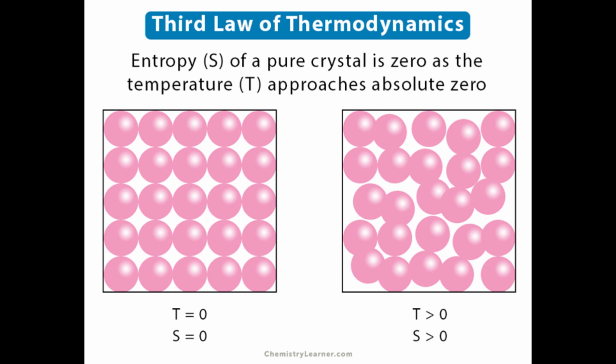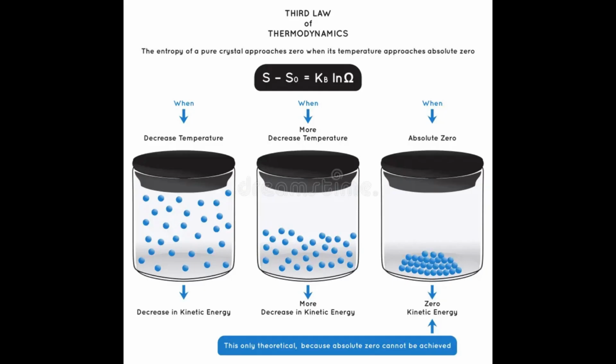Third law, absolute zero is unreachable. The third law states, as the temperature of a system approaches absolute 0 Kelvin, its entropy approaches a constant minimum. We can cool gases down to very low temperatures, but reaching absolute 0, minus 273.15 degrees Celsius, is impossible because all motion would stop.